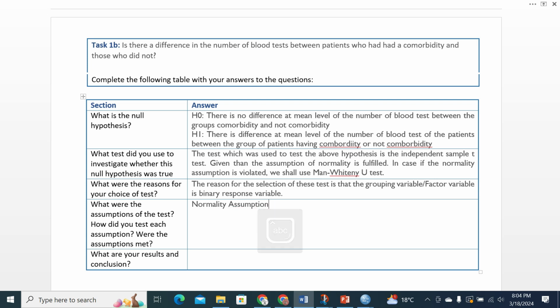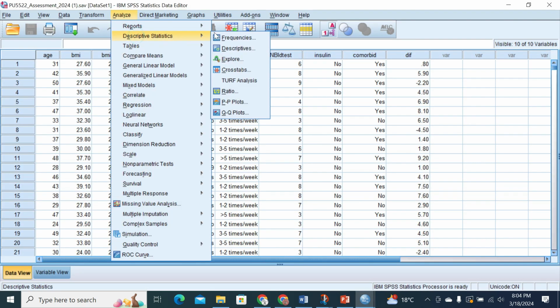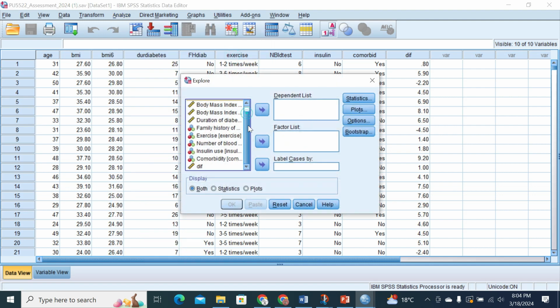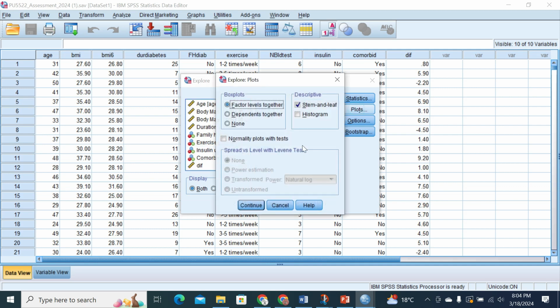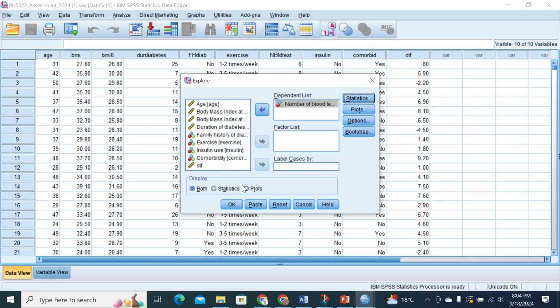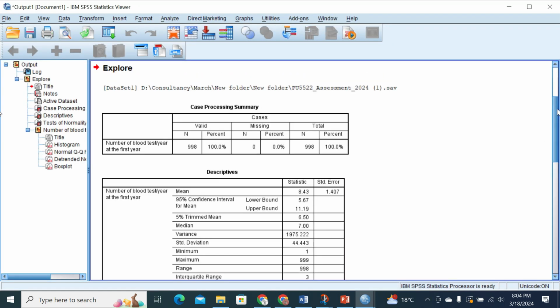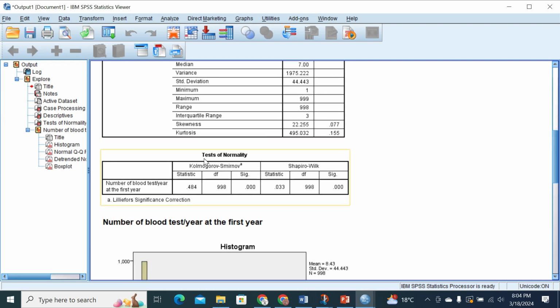So let us check the normality assumption. For this we go to Analyze, Descriptive, Explore, and select the testing variable, the number of blood tests. This is the dependent variable. In the Plots section we need normality plots and histogram, and statistics, descriptive, no problem. Just press OK. We shall check the test for normality, that is the Shapiro-Wilk test.